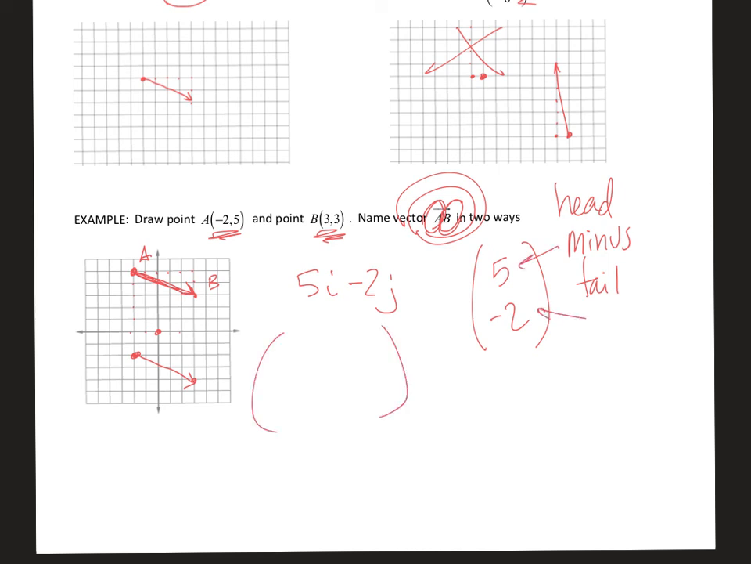So let's take a look at, without the graph, how you could get that 5 and that -2. If I did the x coordinates, it's 3 minus -2. And if I did the y coordinates, it's 3 minus 5. And then you can see, algebraically, where the 5 and the -2 came from.